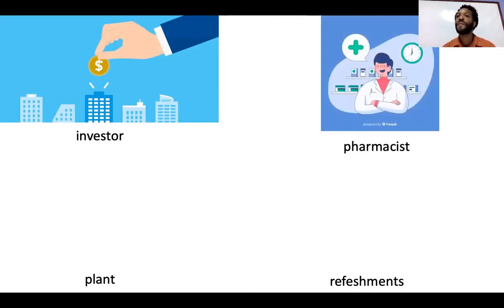Next word is a pharmacist. When you are sick, we go to a doctor. Then the doctor will tell us to go get some medicine. And he writes us a little prescription, a piece of paper to get the medicine. We take that piece of paper to the pharmacist to get the medicine.